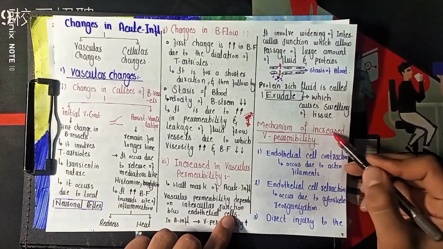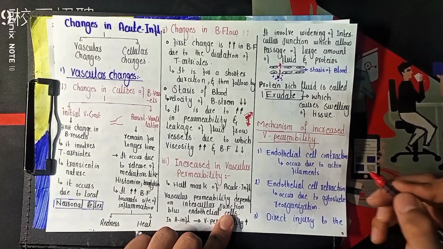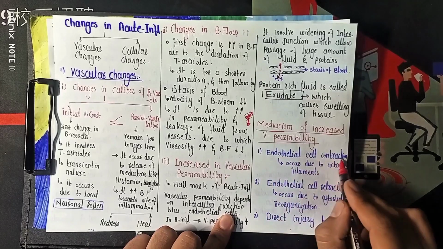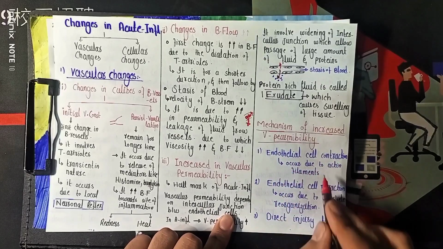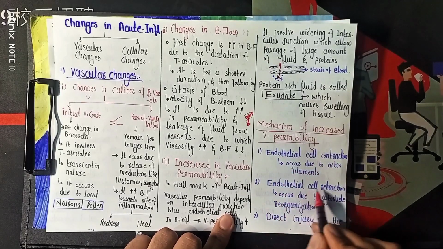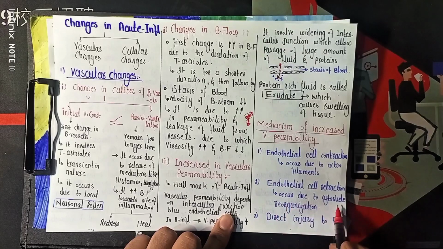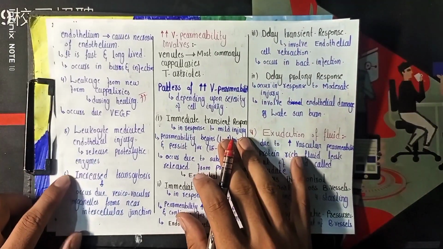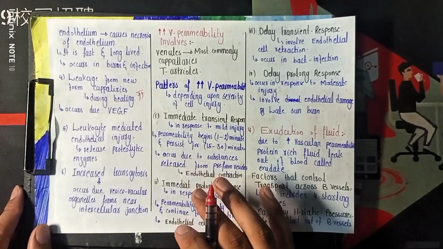अब हम बात करते हैं about the mechanisms that are involved in the increased vascular permeability। तो उसमें सबसे पहले आ जाते हैं endothelial cell contraction that occurs due to the actin filaments। दूसरा है the endothelial cell retraction that occurs due to the reorganization of the cytoskeleton। तीसरा है the direct injury to the endothelium that involves necrosis of the endothelium, and it leads to the increased vascular permeability.